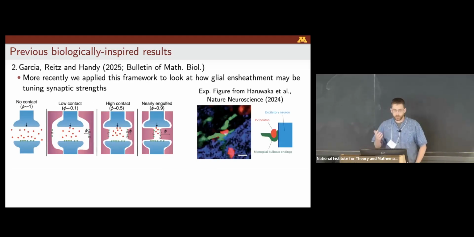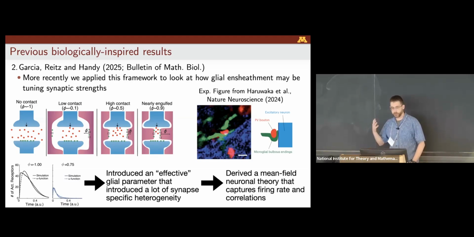More recently, I was reading the experimental literature, and I found this work that was actually showing how these glia cells can very much ensheath, and how this ensheathment is actually time dependent. So this is an experimental figure here, where we actually have this glia cell in green inserting itself, and essentially turning off this inhibitory synapse via this ensheathment. So I was able to revisit this microscale model.